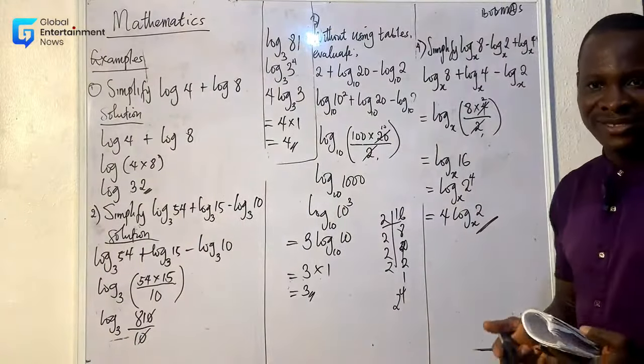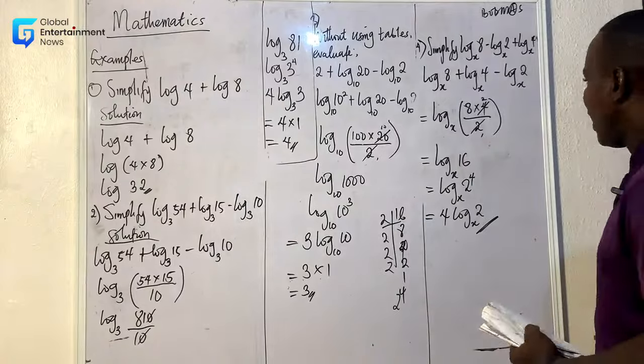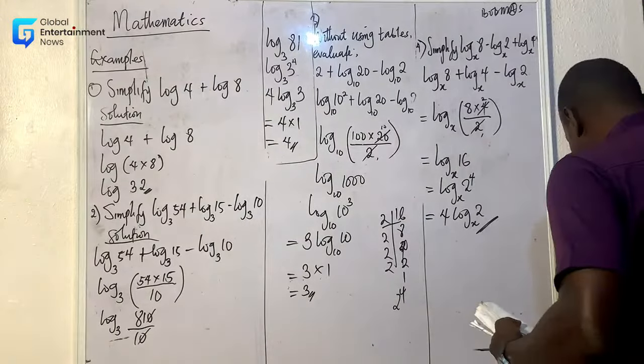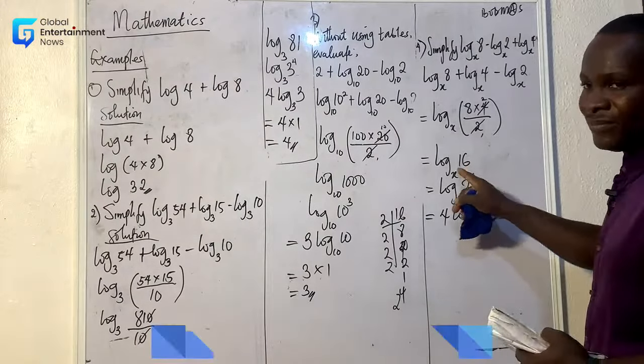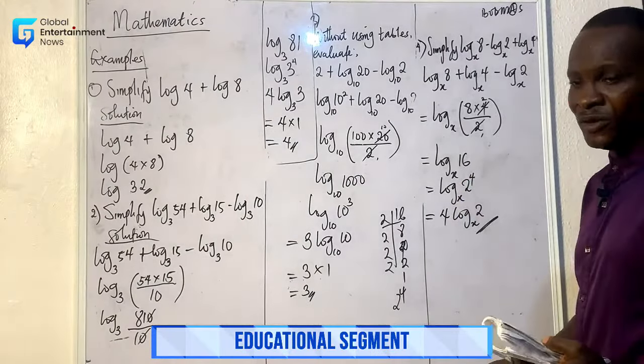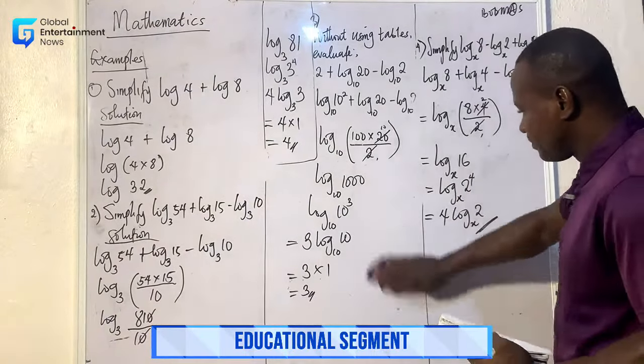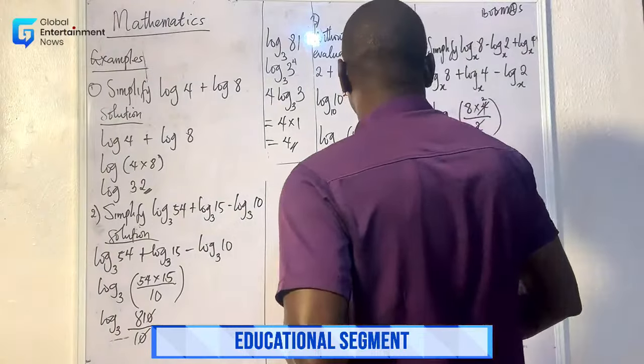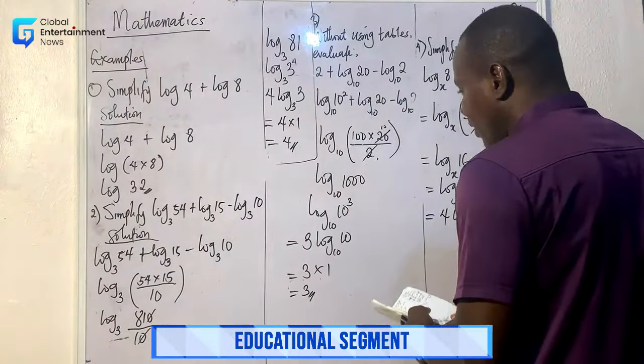But in some cases, if you are working on OBJ questions, they can stop here. One of the options can be this one, then you stop here. I believe you understand what we're doing here. Okay? Number 4.